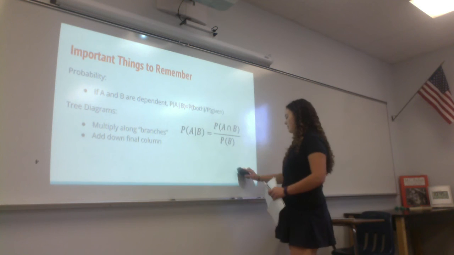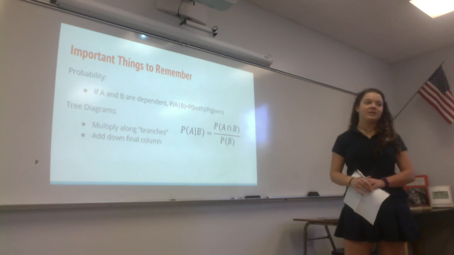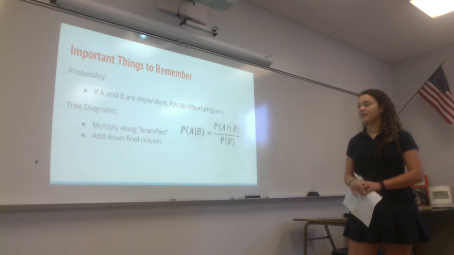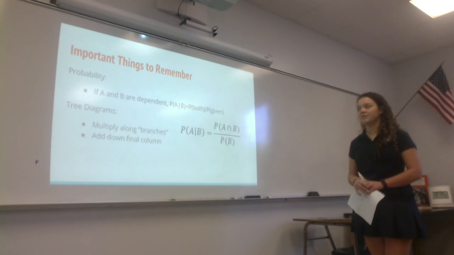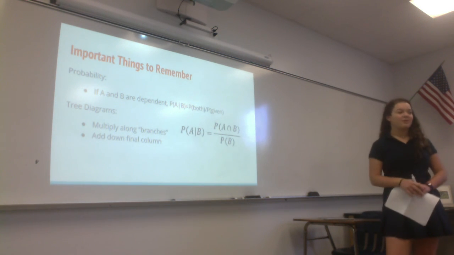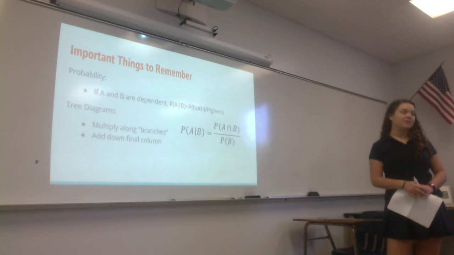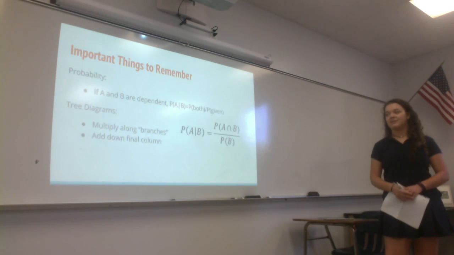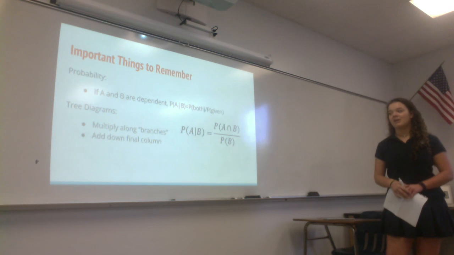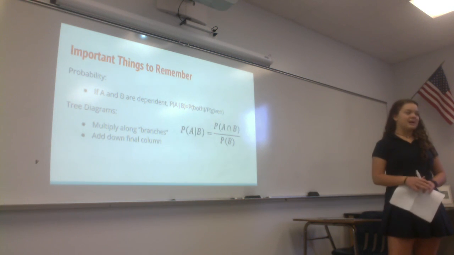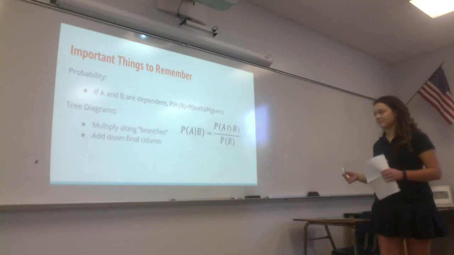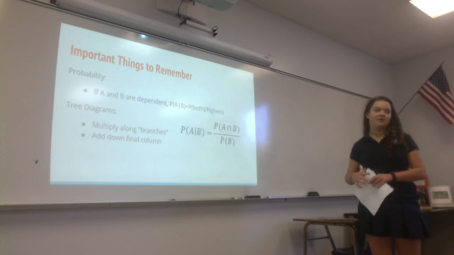So the most important things to remember about conditional probability and tree diagrams: if A and B are dependent, the probability of A given B is equal to the probability of both over the probability of the given. And for tree diagrams, just remember to multiply along the branches and add down the columns if you need to, if you have to find different variables.